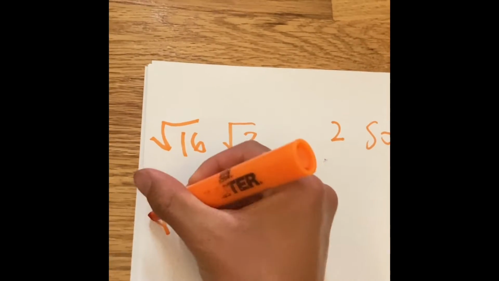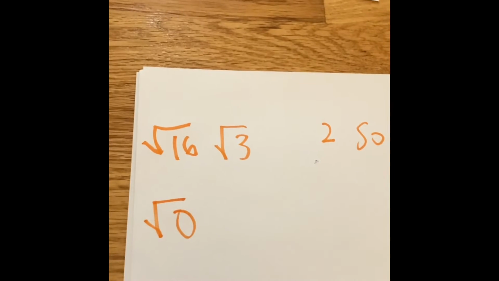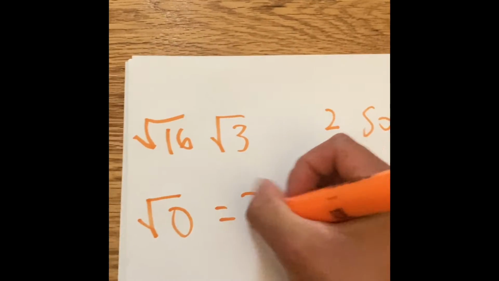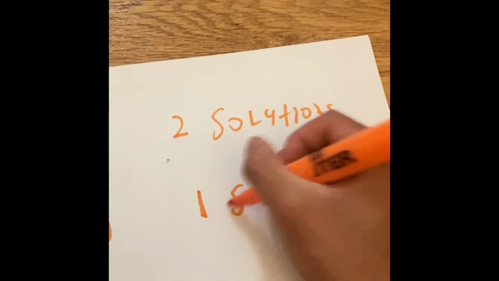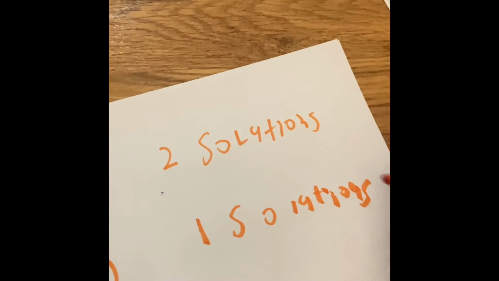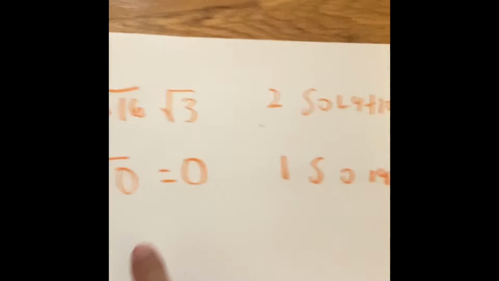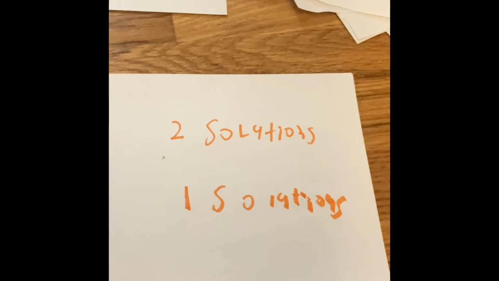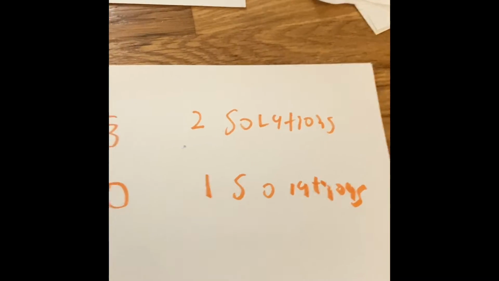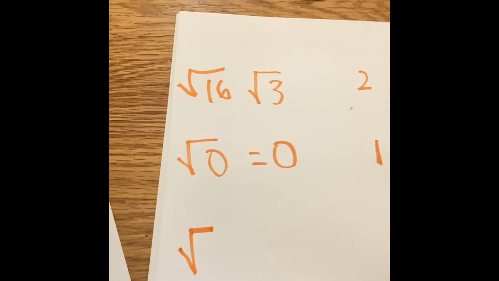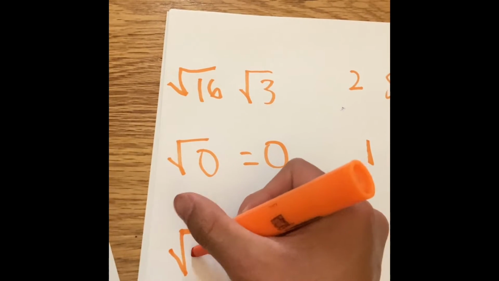If the square root is the square root of 0, which is equal to 0, we're going to get one solution. So that means when doing the quadratic formula and your square root is the square root of 0, equal to 0, you'll get one solution. It could be rational or irrational. And the final one is theoretically not possible at the moment, but we can do it when we get to higher level math.